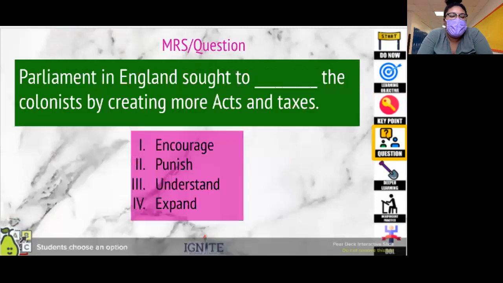Okay, last question of the day. Parliament in England sought to blank the colonists by creating more acts and taxes. Did they seek to encourage, punish, understand, or expand? What did Parliament want to do to the colonists? The correct answer for this one is letter 2, punish. Parliament's whole goal was to punish the colonists by creating more acts.